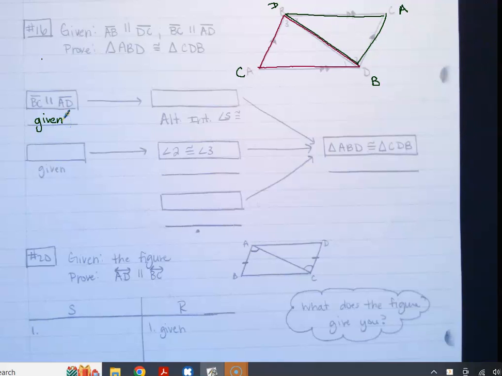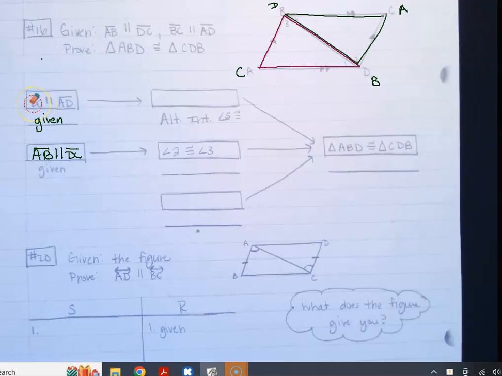What was our other given? Yep, BC. Oh, my bad. Okay. AB is parallel to DC. Okay. Awesome. All right. So given this and the alternate interior angles congruence, what can we say? Wait, what do alternate interior angles relate to? Transversals and parallel lines, right? We have to have parallel lines.